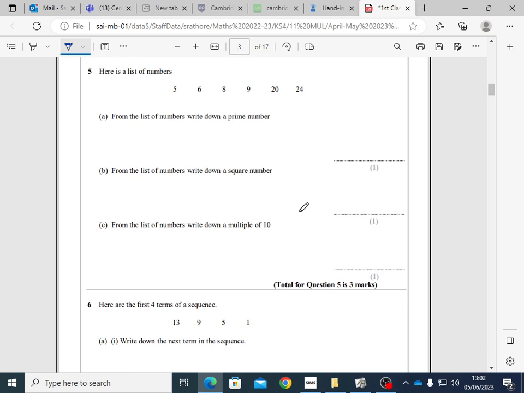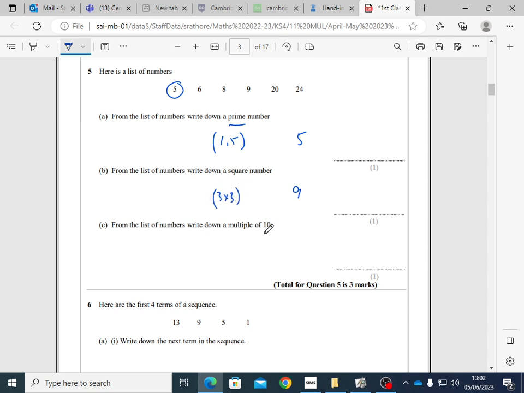Now, question 5. Here is the list of numbers. So you got this list here. From this list, write down a prime number. Well, straight away, 5 is a prime number. Has only factors 1 and itself. From the list, write down a square number. 3 times 3 is 9. So I'm going to put 5 there, 9 here, because that's 3 times 3. And this only has factors 1 and 5. I'm just going to put that there. And 3 times 3 is 9.